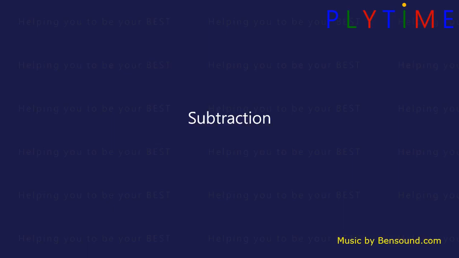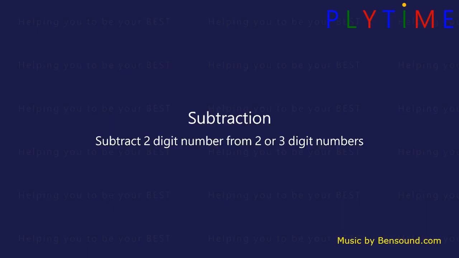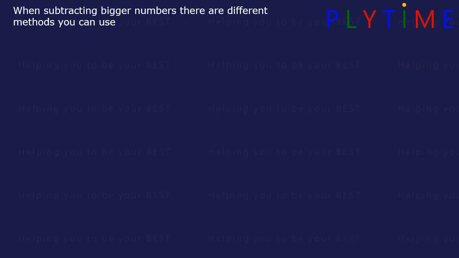Subtraction. Subtract two-digit number from two- or three-digit numbers. When subtracting bigger numbers, there are different methods you can use. You could use chunking from low to high.